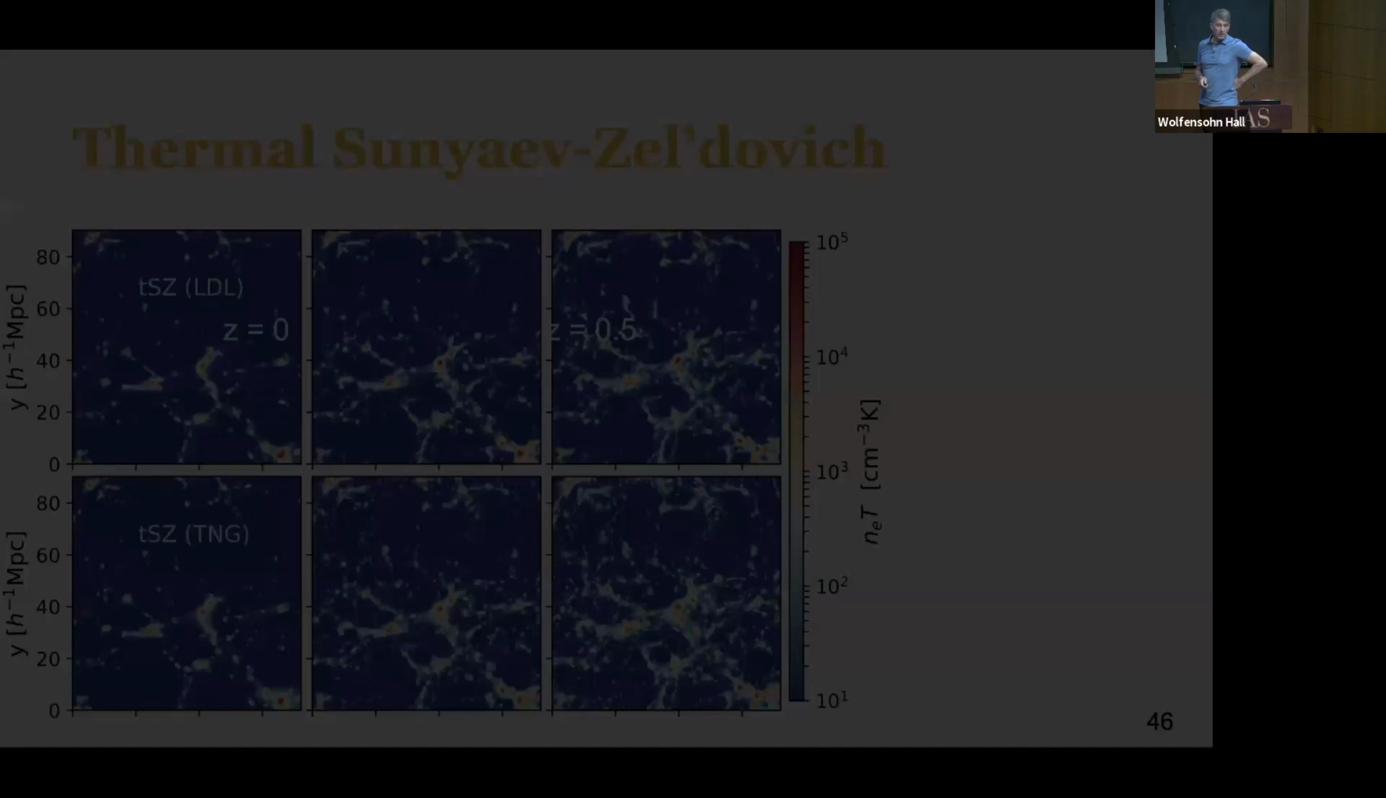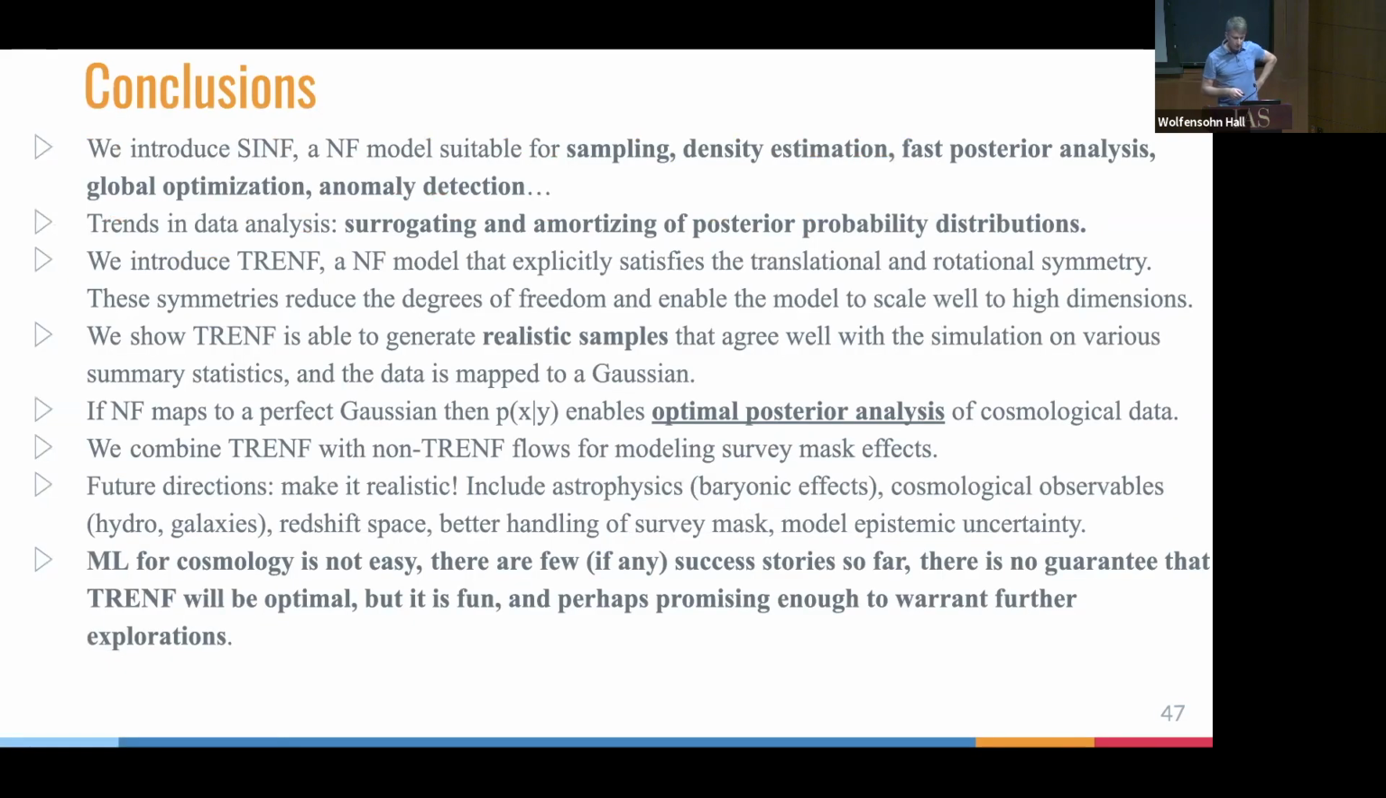Okay, so let me just conclude here by saying that, well, I'm not going to read all of this, but basically, the two things I want to emphasize. These methods have the potential to enable optimal analysis of cosmology data. But I do want to emphasize, for the future directions, we do need to make this realistic. But finally, I do want to emphasize, machine learning is not easy. Machine learning for cosmology is also not easy. I'm not even sure that there are that many success stories yet out there in terms of machine learning. So if you are a machine learning skeptic, you should be.